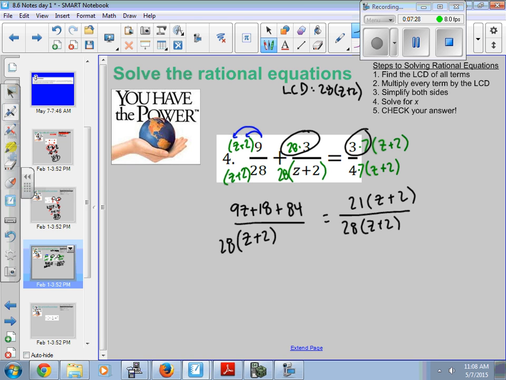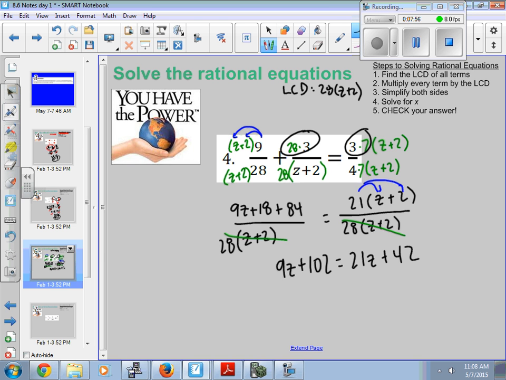All right, now we got to keep going, but at this point, if we were to multiply both sides by 28 times z plus 2, those cancel out. So again, we're just solving what's on top. We can combine some like terms on this left side and get 9z plus 102. On this side, looks like there's some more distributing we need to do. 21z plus 42.